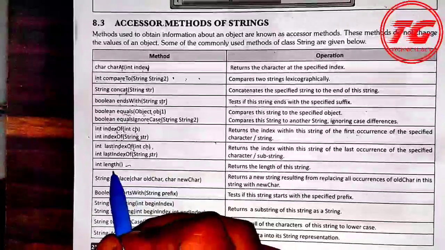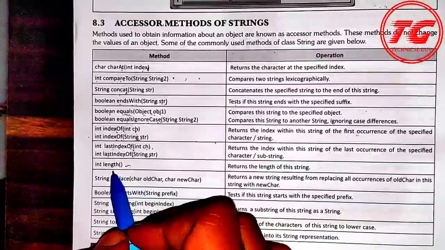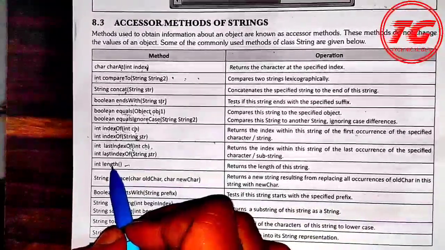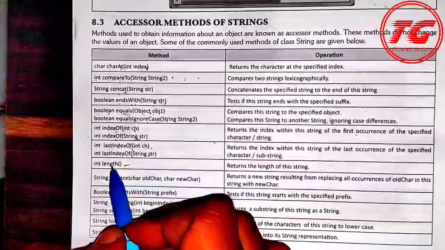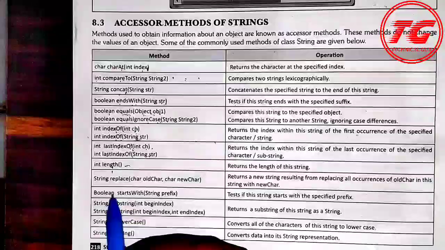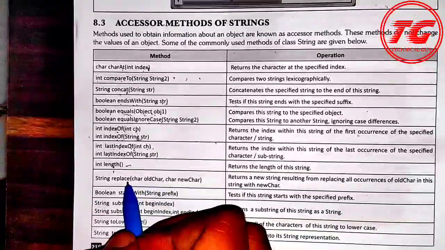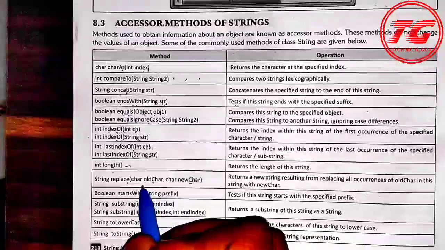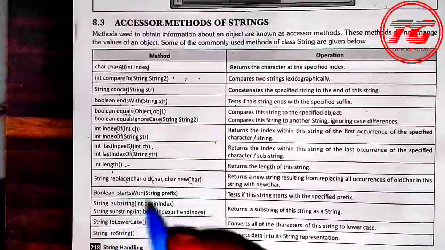Then we have the length method. This method will return us the length of a string. Length of a string means the number of characters in the string including white spaces. So that is called length. Then we have the replace method. If you want to replace something in the string, you have to give the old character and the new character. So the old character will be replaced by the new character.